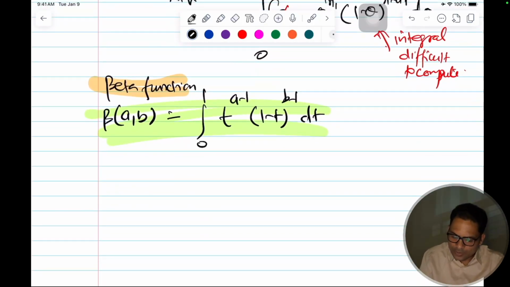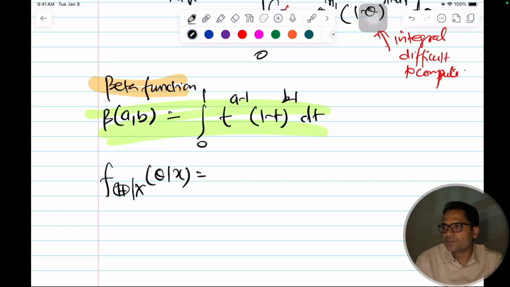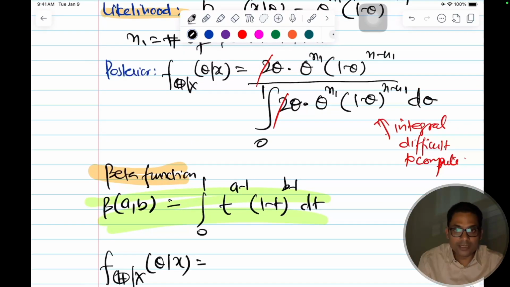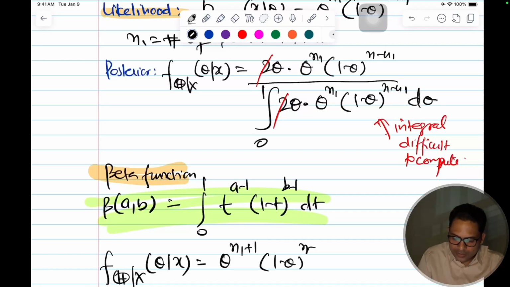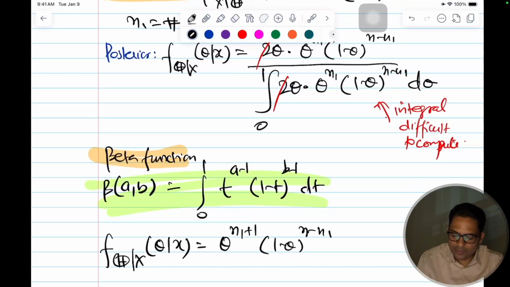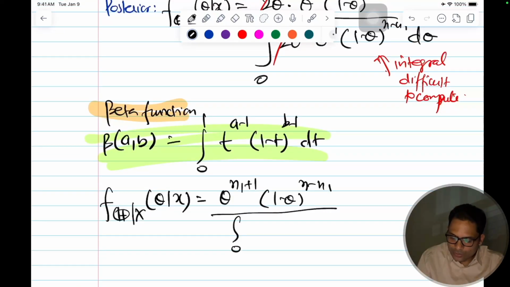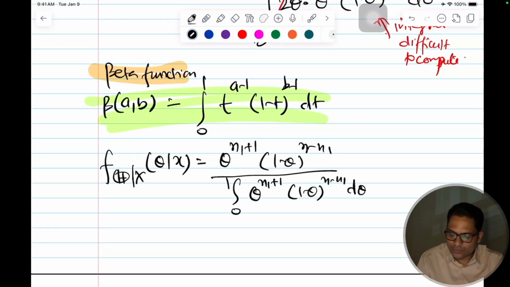It's done. So my posterior f of theta given x is equal to, this theta will multiply with theta to the power n1, so this will become theta to the power n1 plus 1, into 1 minus theta to the power n minus n1. And in the denominator, this will be the integral from 0 to 1 of theta to the power n1 plus 1 times 1 minus theta to the power n minus n1 d theta. So what will this beta be now?